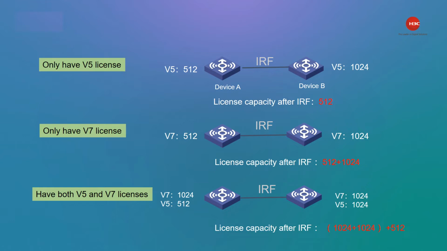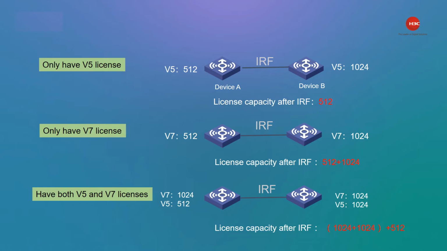Well, when there is only V7 license, if the capacity of device A is 512 and the capacity of device B is 1024, then the license capacity of IRF are 512 plus 1024.